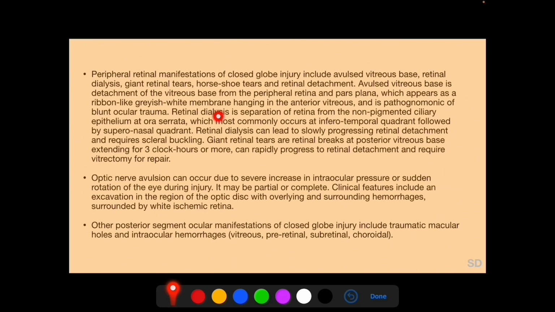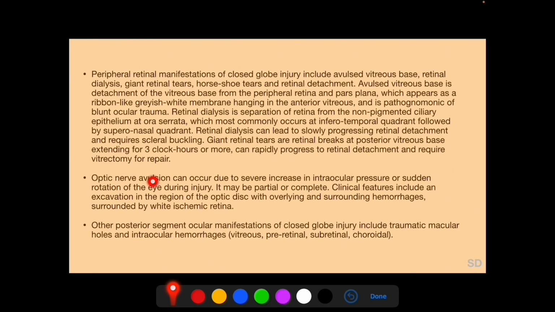Retinal dialysis is separation of the retina from the non-pigmented ciliary epithelium at the ora serrata, which most commonly occurs at the inferotemporal quadrant followed by the superonasal quadrant. Retinal dialysis can lead to slowly progressing retinal detachment and requires scleral buckling. Giant retinal tears are retinal breaks at the posterior vitreous base extending for 3 clock hours or more and can rapidly progress to retinal detachment and require vitrectomy for repair.